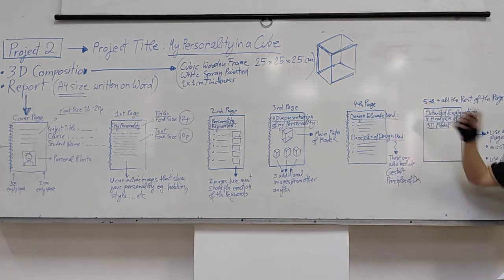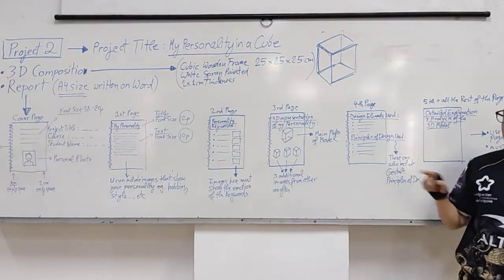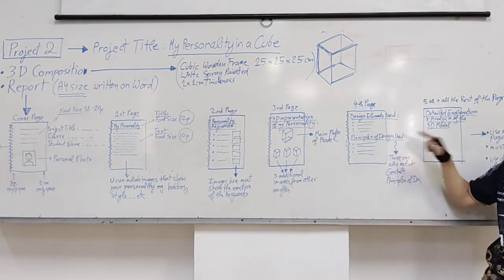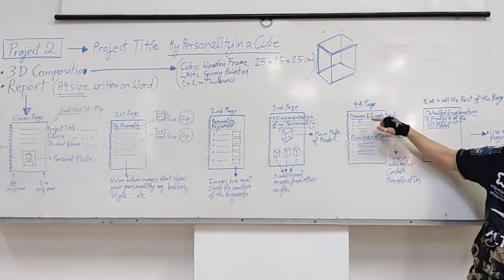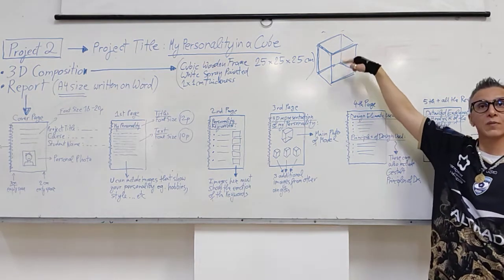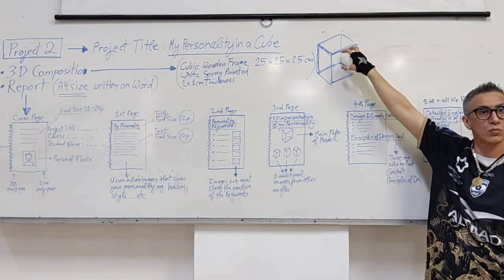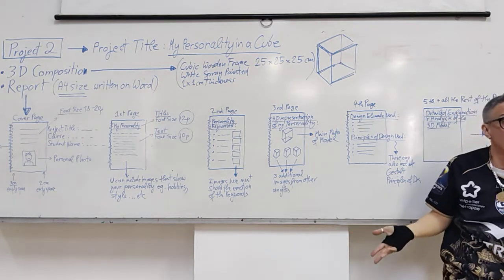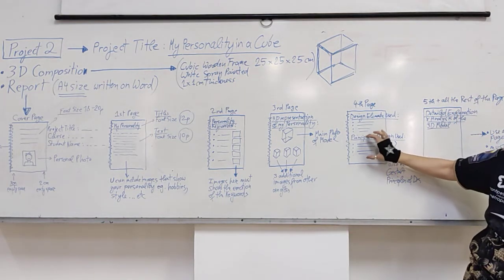On page 4, you need to tell me the design elements used, the principles of design used. Tell me, what design elements did you use to make this design inside this cube? What elements? Line, color, shapes, what? And what principles of design?